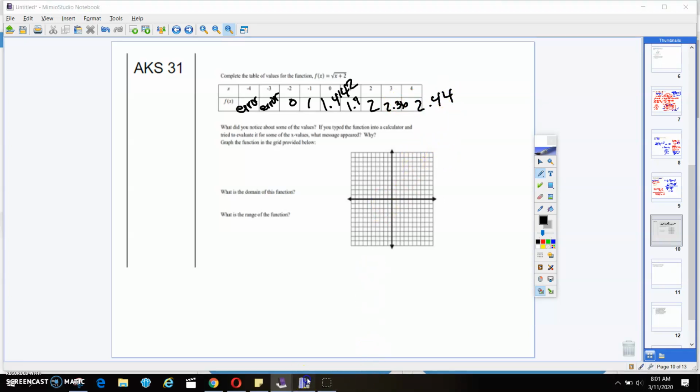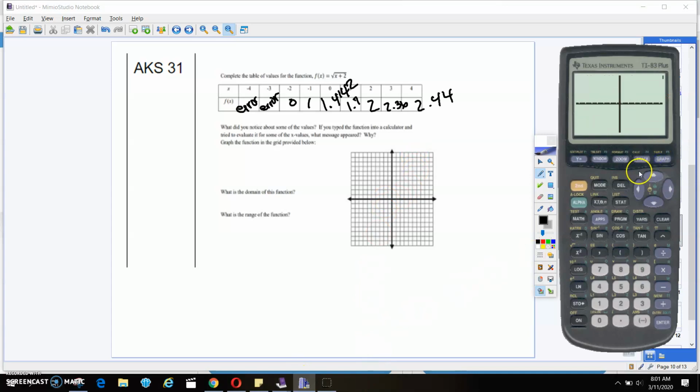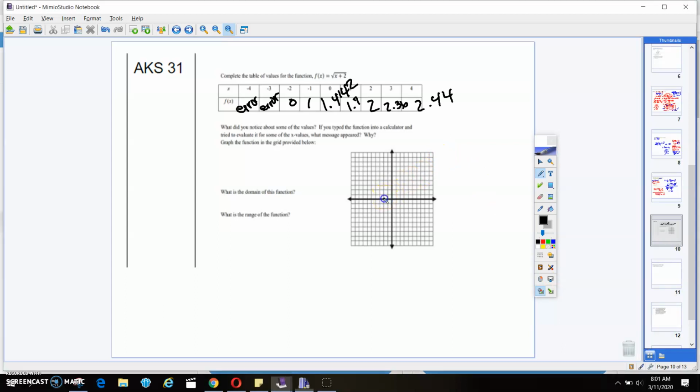Now, if we hit graph on this thing, it's going to look like this. Okay. So we're going to have a point at negative 2 comma 0, and then it's going to start going off, right? And again, you only have to sketch it. You really never have to graph it. You just have to recognize the graph.